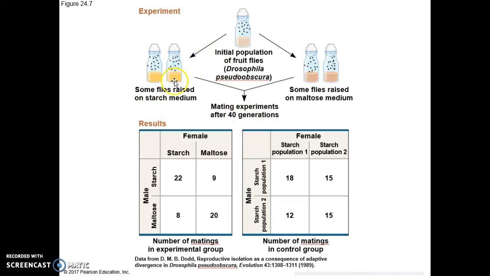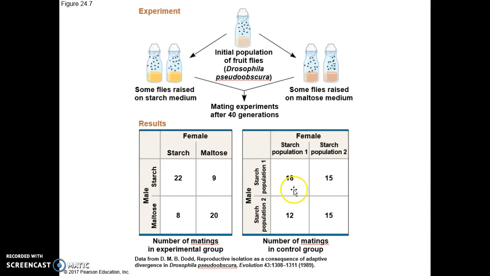So we let 40 generations go here, we let 40 generations go here, and then we put them in one big container. The 41st generation we put into one big container, and we see what happens. Read this like a Punnett square. So look at the like matings here, the like matings here, the non-like matings there. So that's a pretty strong, I guess, correlation is the word I'm looking for.